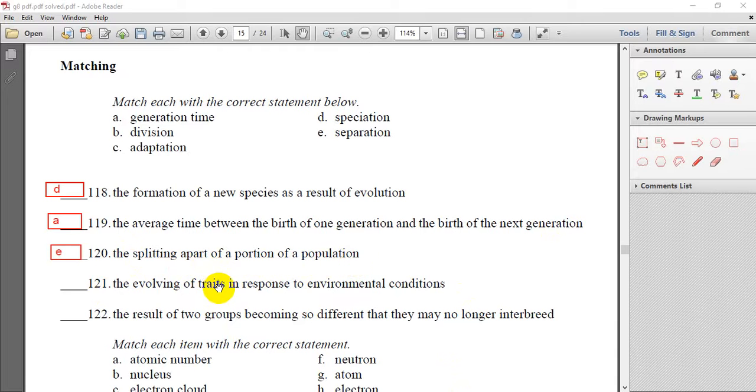The evolving of traits in response to environmental conditions. The changing of traits in response to changes in the environment is called adaptation, C. The result of 2 groups becoming so different that they may no longer interbreed. When 2 groups of organisms totally change and they cannot mate anymore, we call this division.